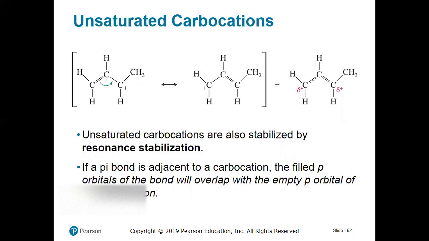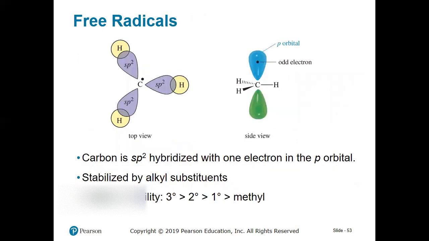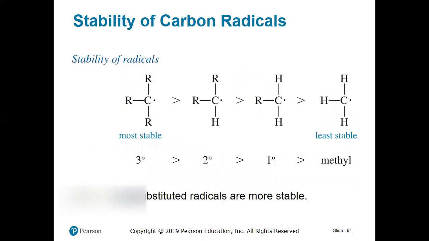Next would be the allylic carbocation. Next would be the tertiary, secondary, primary. Methyl carbocation will be the least stable form of carbocations. So keep in mind, free radical stability will be as follows: benzyl radical, allyl radical, tertiary, secondary, primary, and the methyl radical will be the least stable.